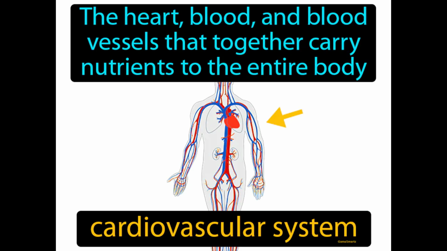The heart, blood, and blood vessels that together transport nutrients to the entire body. Cardiovascular system. The cardiovascular system is like a network of roads in your body that moves nutrients and oxygen around to keep you alive and well.